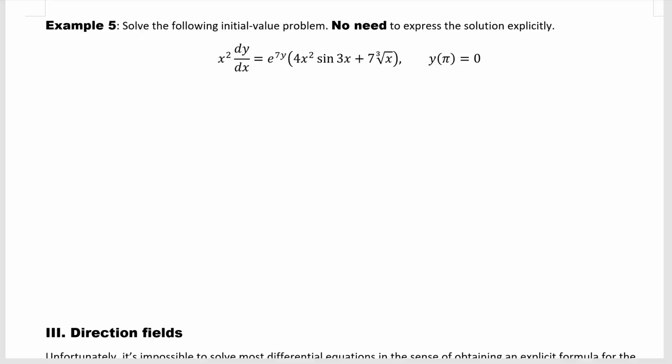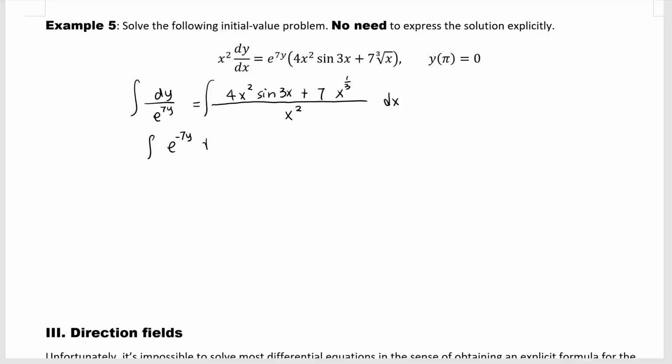Okay, so how does that work? Both sides divided by e to the 7y. And then we want to move the x squared to the other side, so we use the right hand side. This is like x to the 1/3, right? Divided by x squared and multiplied by dx. Okay, what's the left? So this is e to the -7y.